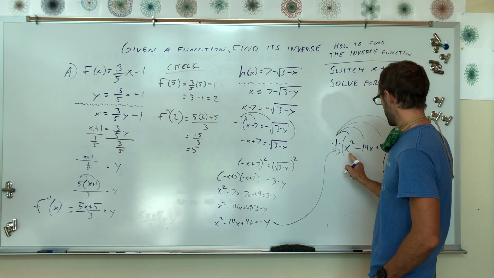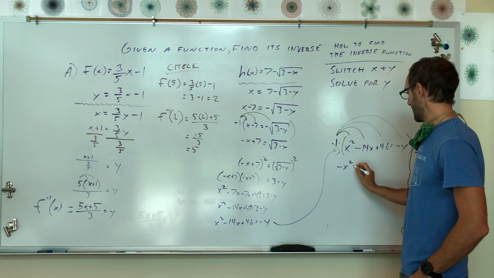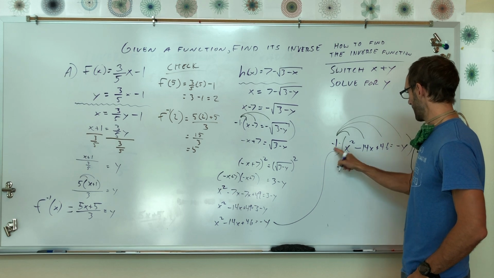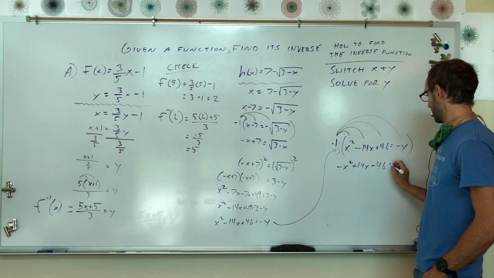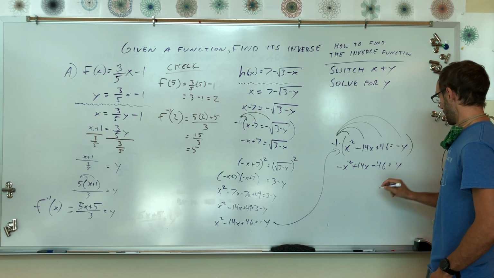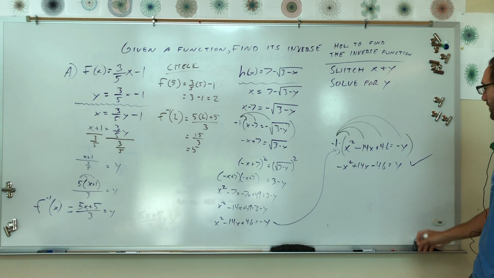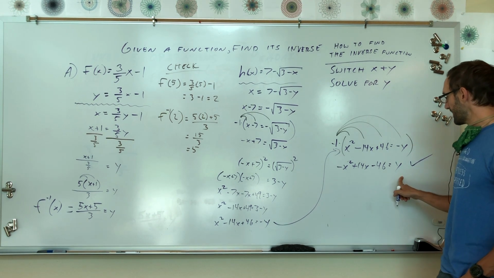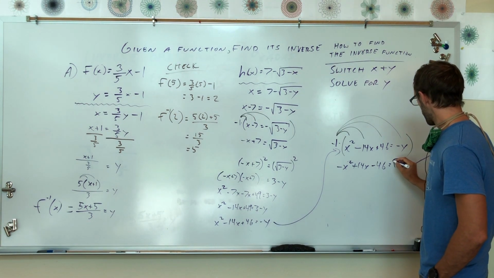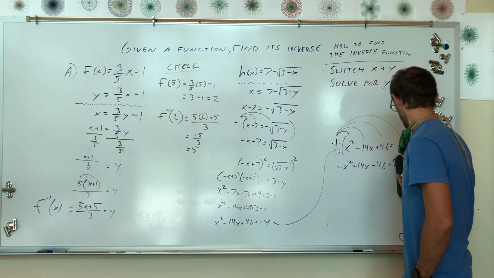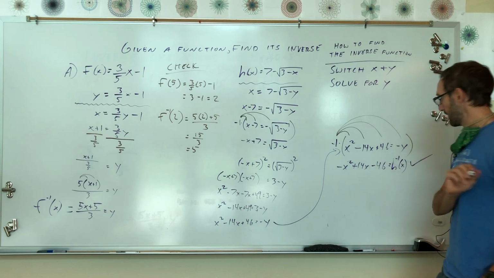Negative 1 times x squared is just negative x squared. Negative 1 times negative 14x is plus 14x. Negative 1 times 46 is negative 46. And then negative 1 times negative y is y. And there we go. That's our inverse function. But because we're talking inverses, let's not stop there. Let's actually call it what it is. It's not y. It is f inverse. Oh, h inverse, pardon me.